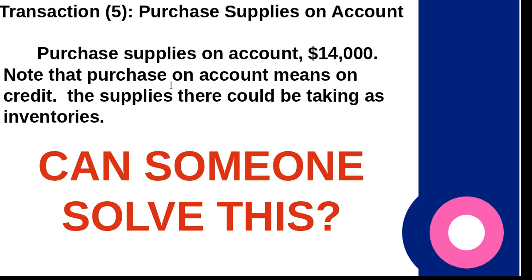Purchase supplies on account, 14,000. How do we treat that? And I put a note there that when you hear purchase on account or sold on account, it means it is on credit. So you purchase inventories on account, 14,000. So how do we treat that? You add it under the liability. Okay. And then under asset too. Which assets are we creating there?